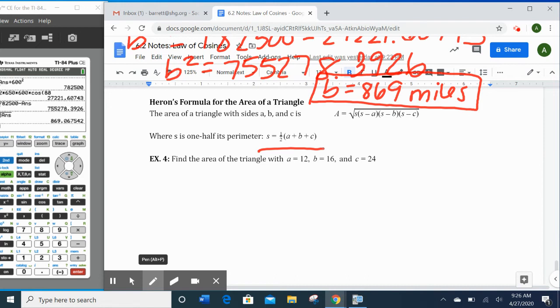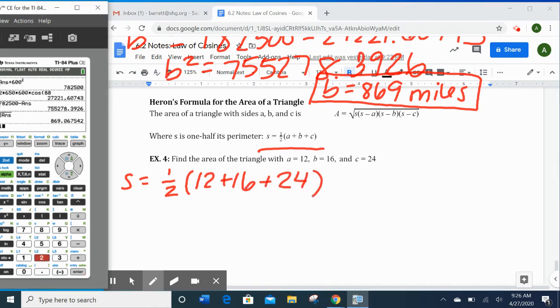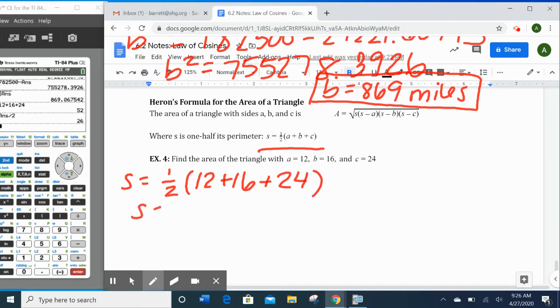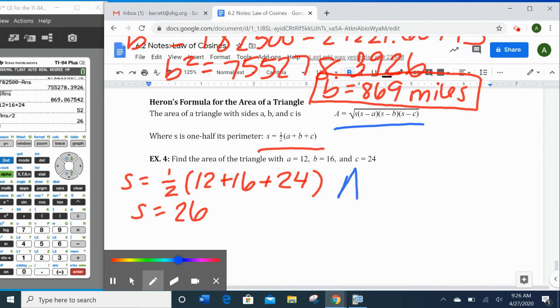So they say find the area of this triangle. I'm going to start off by finding S, the semi-perimeter is what they call it. So 1/2 times 12 plus 16 plus 24. So I'm going to take 12 plus 16 plus 24, and I'm going to divide by 2. That's the same thing as multiplying by 1/2. So S is 26.